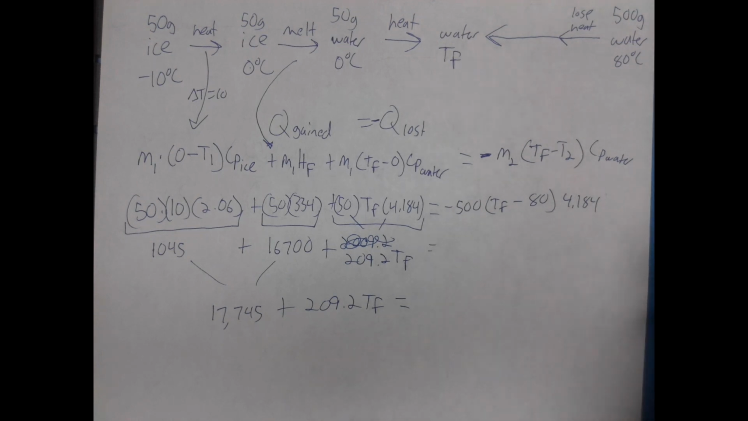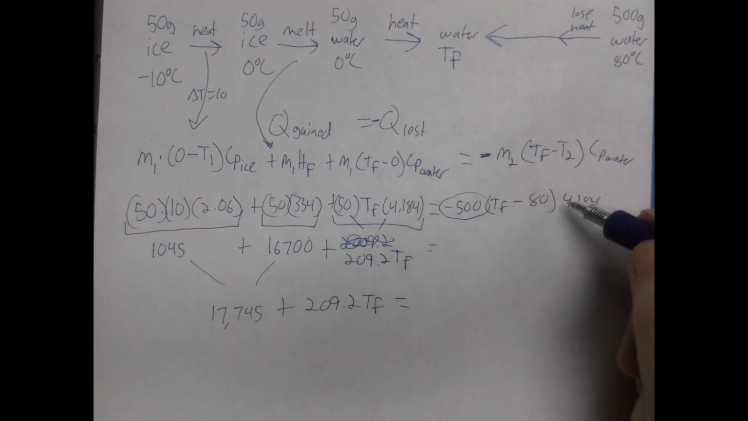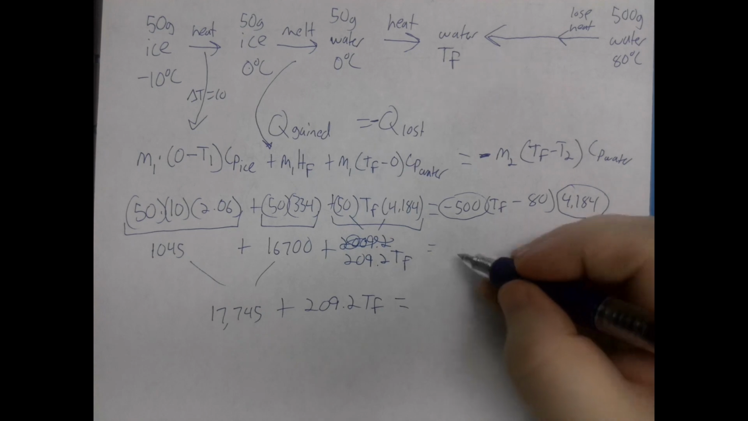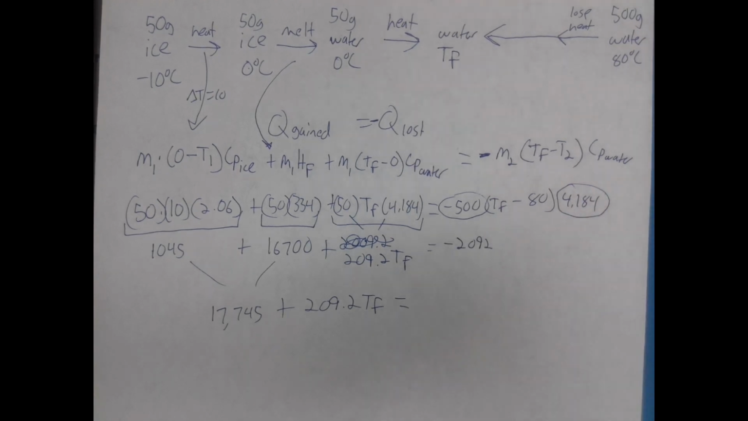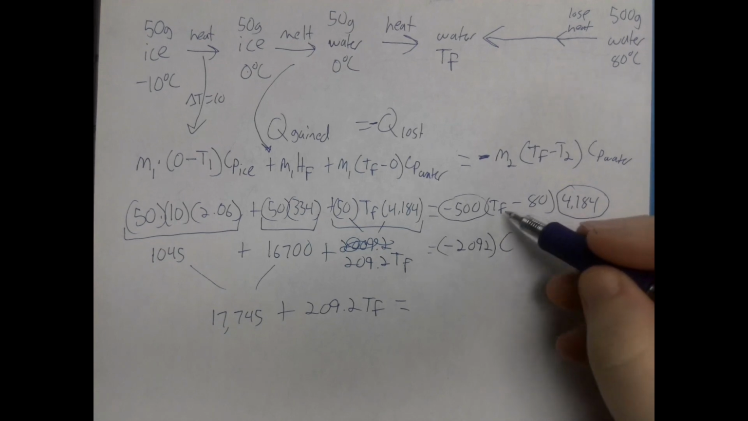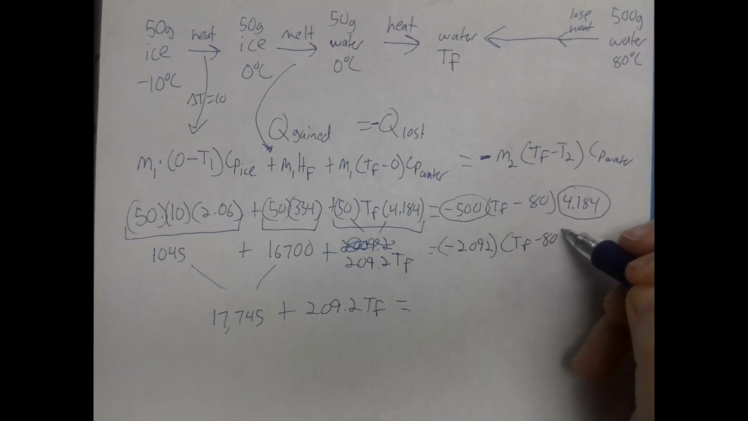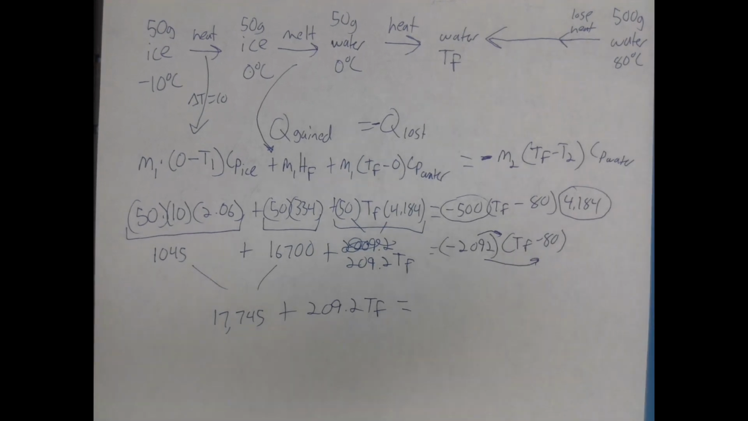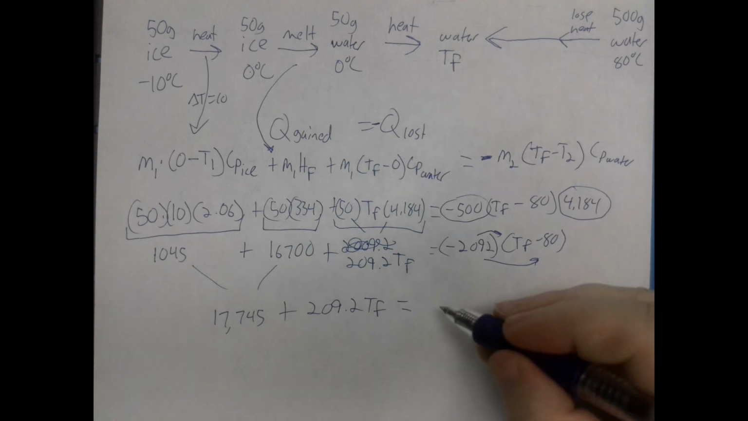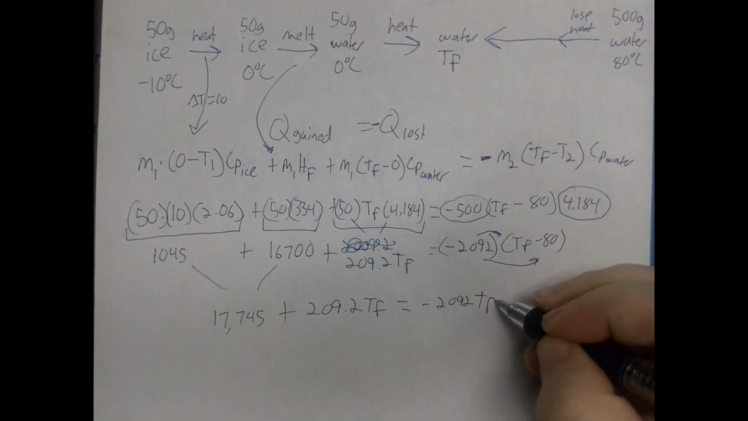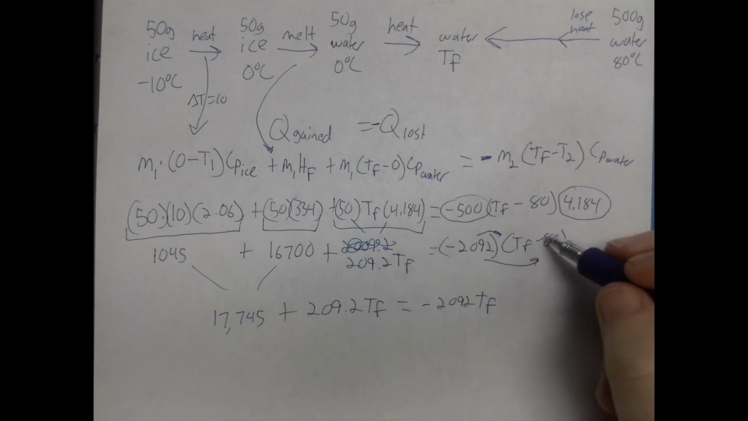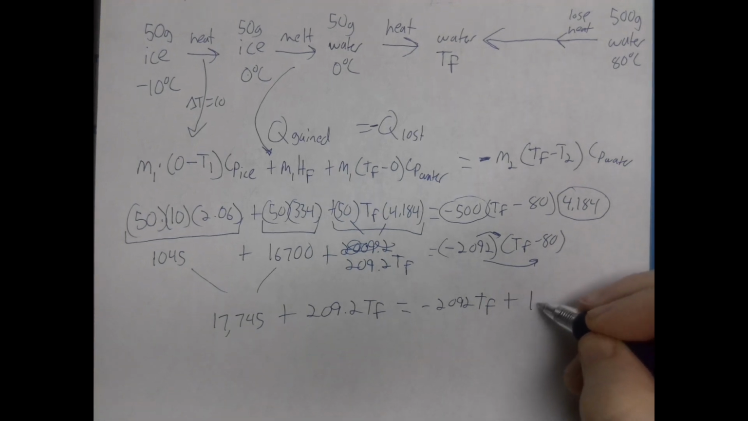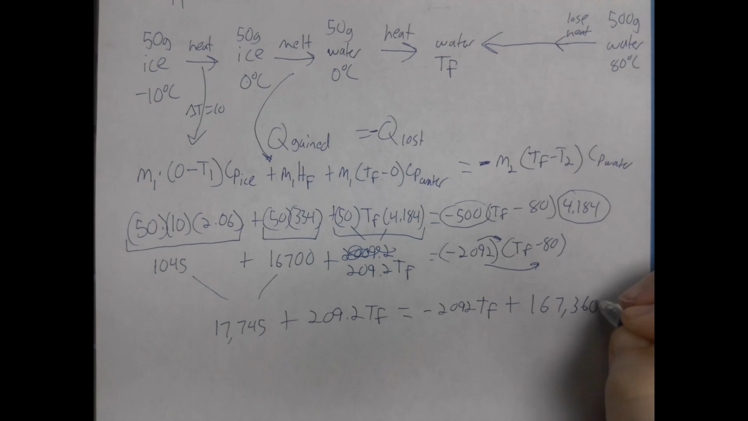Now working on the right side, I'm going to multiply this and this first, and then I'm going to FOIL this out to each term. So that'd be negative 29.2 Tf. Negative and negative, we're going to cancel each other out and become a positive 167,360.